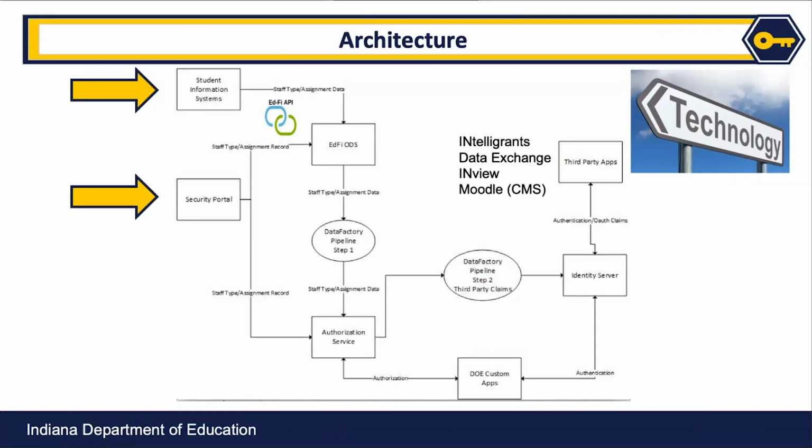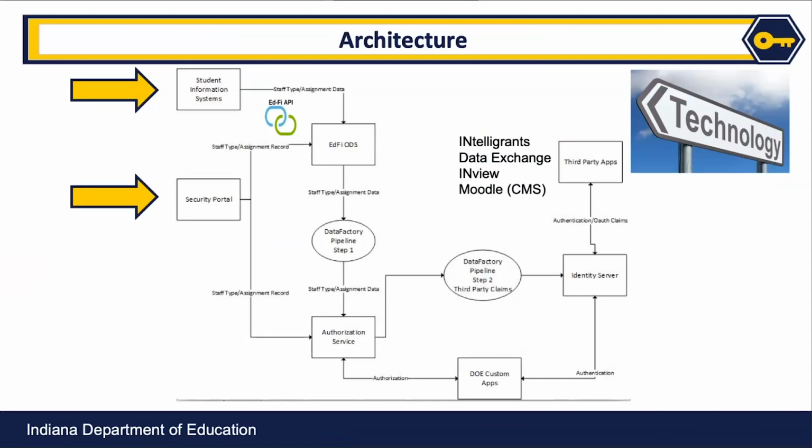The other entry point is the security portal. When a security coordinator logs into the security portal and enters the staff type manually, this sends the staff types into both the ODS via the EdFi API, as well as placing that staff type directly within the authorization service. This is done so that there's no need for the end user to wait for the authorization to take effect.